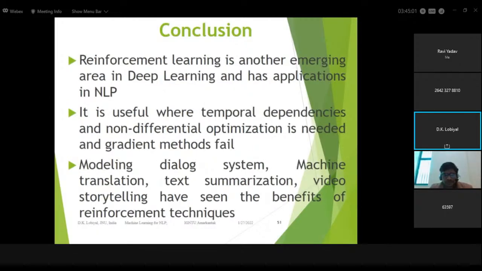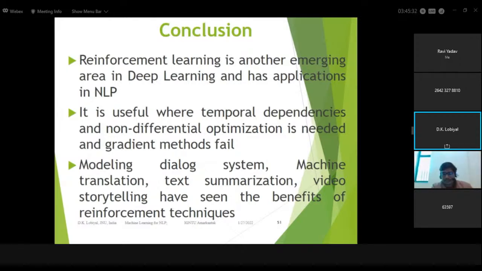And reinforcement learning is another area that can be useful for NLP applications. The reason is temporal dependency and non-differentiable optimization. The gradient fails, therefore reinforcement learning works well. It can be used for text summarization. And you have heard something like video storytelling, which means if given a video, can I identify the caption of that? That is also an NLP area.